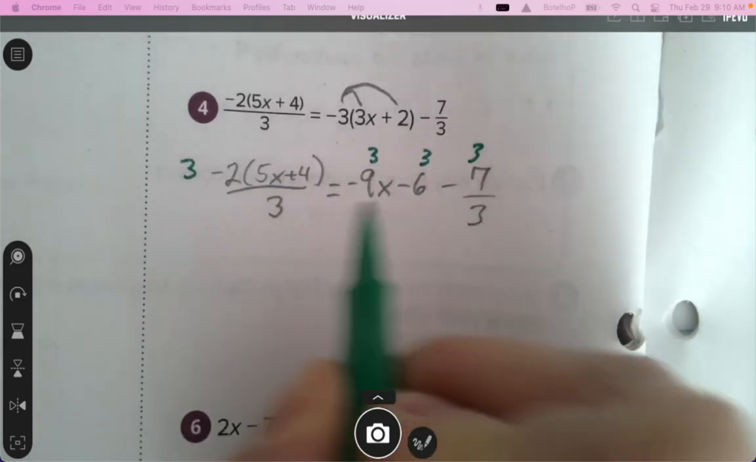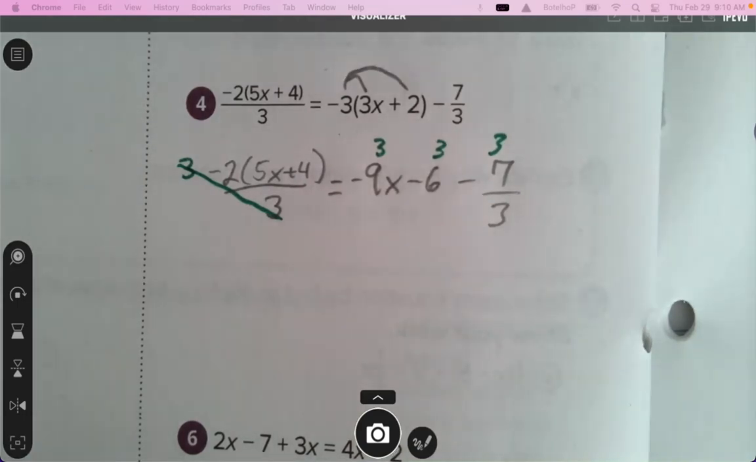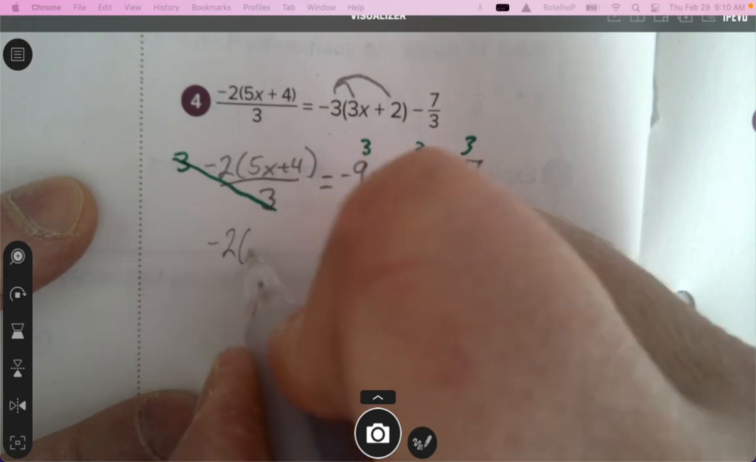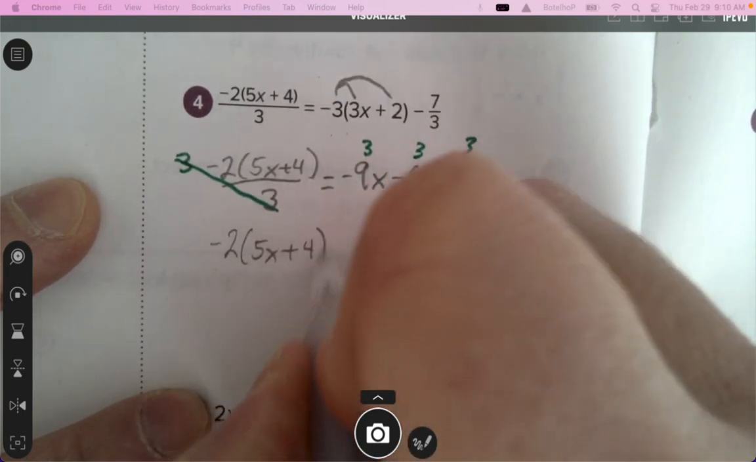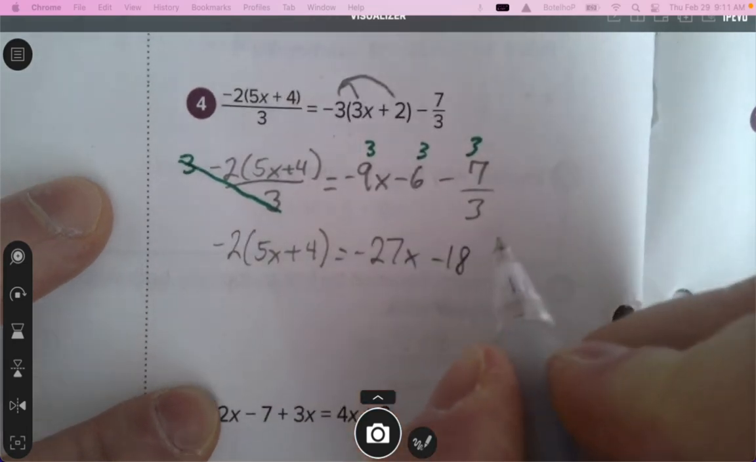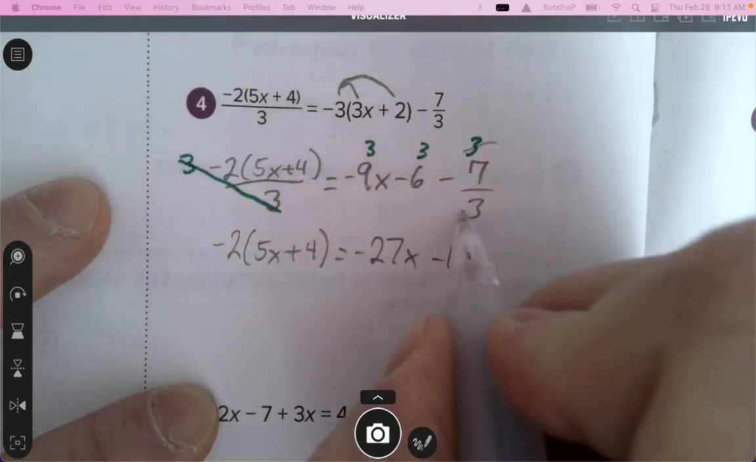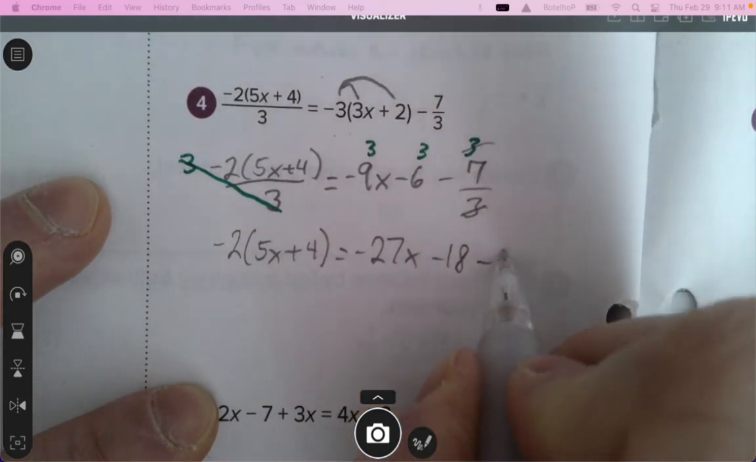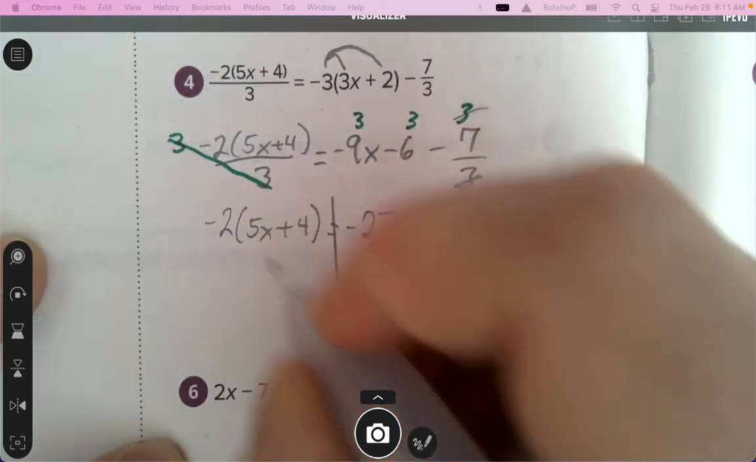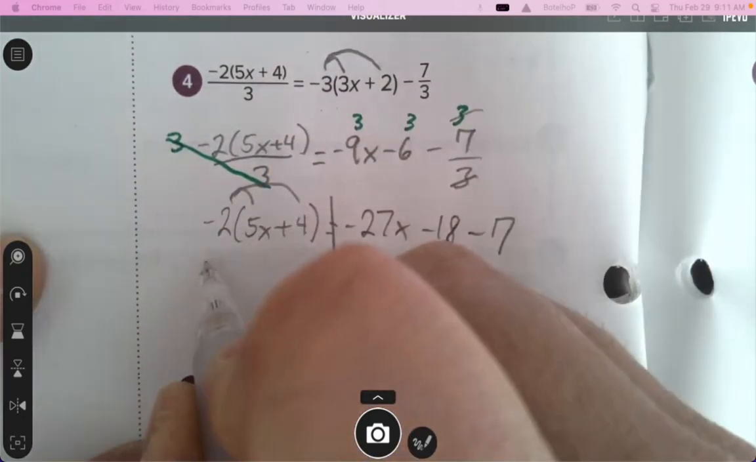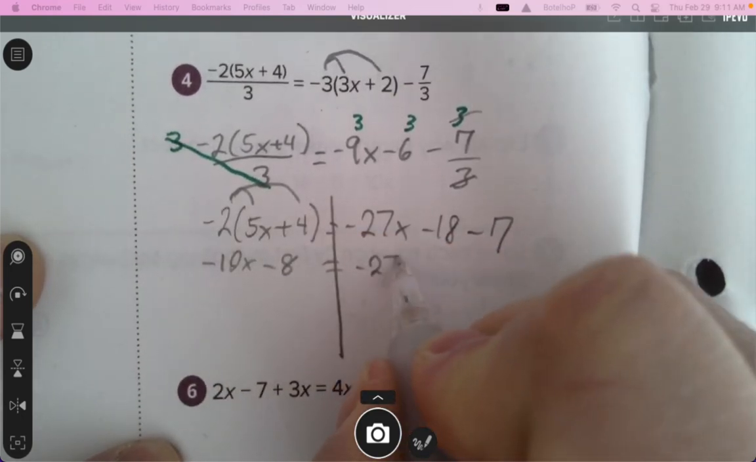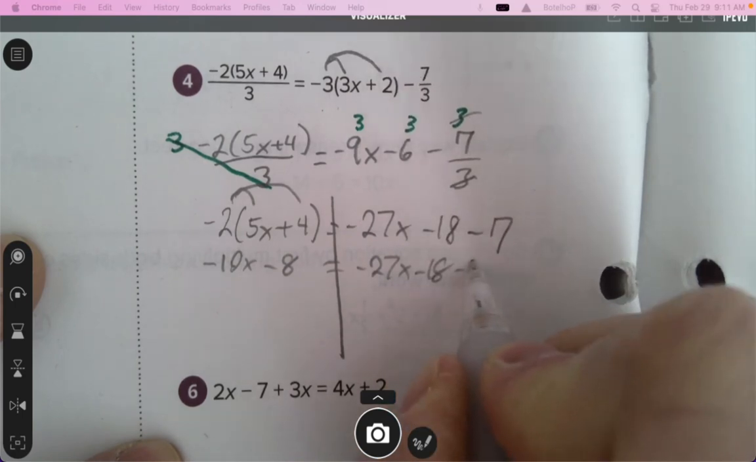So this side gets multiplied by 3, but now I got to multiply everything over here by 3. So those mean multiply. So this will cancel out. So check this out. Now on this side, I'm just left with negative 2 parentheses 5x plus 4. I gotta multiply that. That's negative 27x minus 18. And ta-da! This also will eliminate the thirds, minus 7. Okay, we got variables on both sides, but we got to do some housekeeping. So we're going to distribute here: negative 10x minus 8, negative 27x minus 18 minus 7.